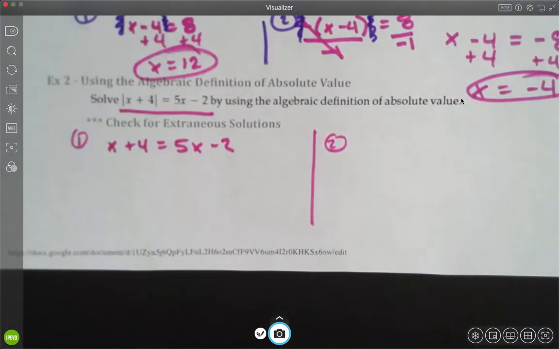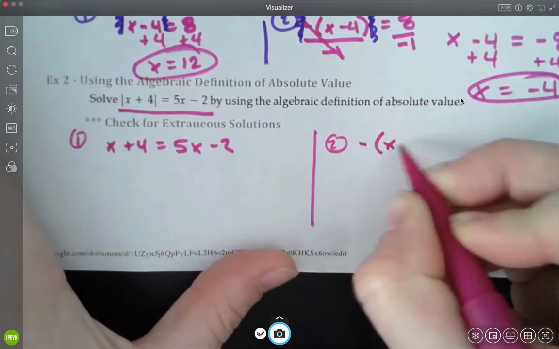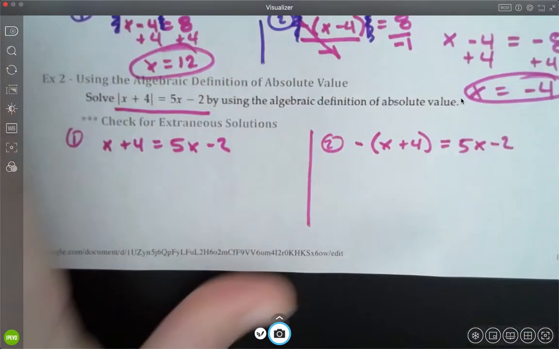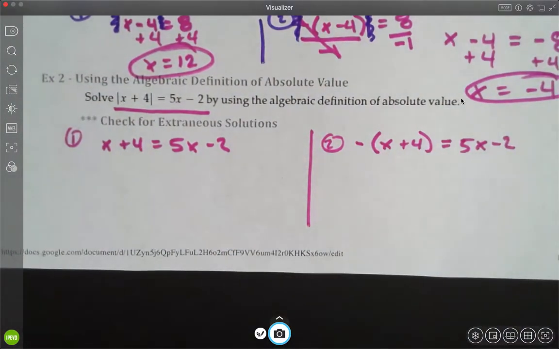x plus 4 equals 5x minus 2. Done. Drop straight down, okay? The next one, negative parentheses, x plus 4 is equal to 5x minus 2. Okay, so let's do the first case first because that's the easy one, right? Okay, I have 4 pieces. I have 2 sets of x's and 2 sets of numbers, and I want to get them all together.